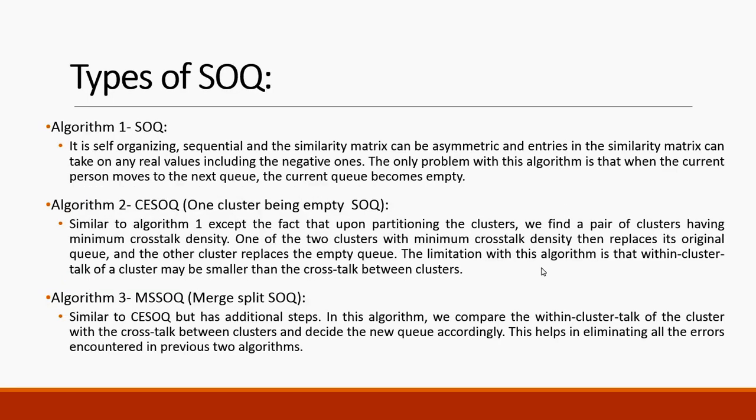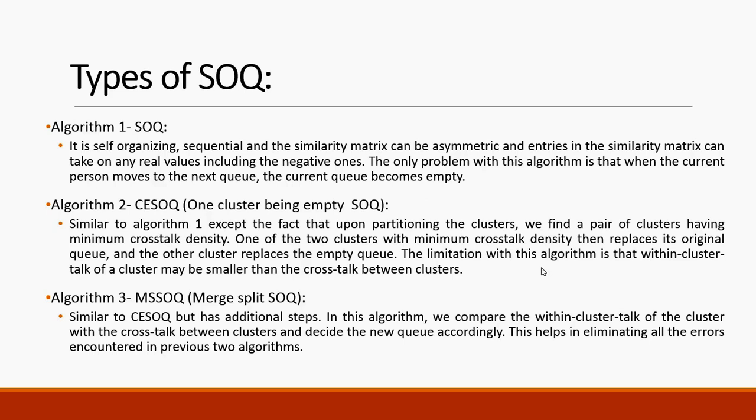There are 3 types of SOQs that we've used in this paper. The first one is the simple self-organizing queue. It is sequential, self-organizing, and the similarity matrix can be asymmetric, and the entries in the similarity matrix can take on any real values, even the negative ones. The only problem in this algorithm is that when the current person moves to the next queue, the current queue becomes empty.